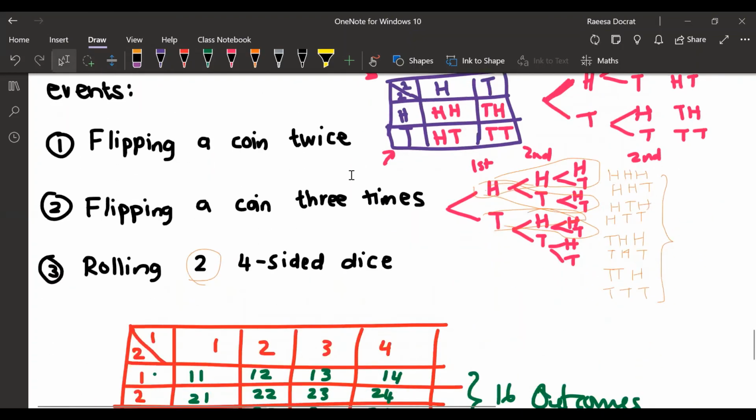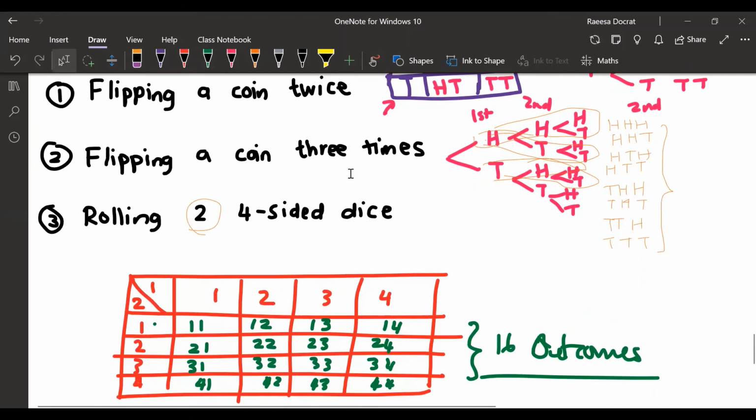We'll have a look at more examples on both calculating probabilities related to compound events and using tools to help us understand the outcomes for compound events.